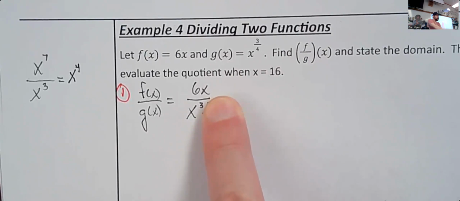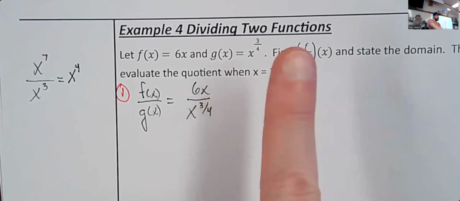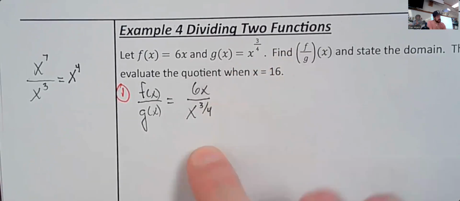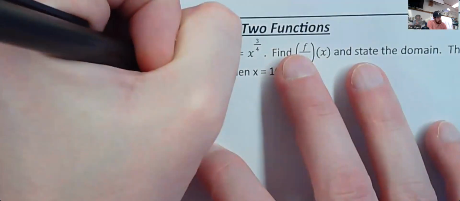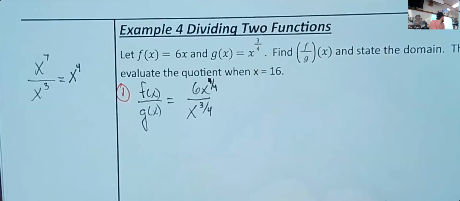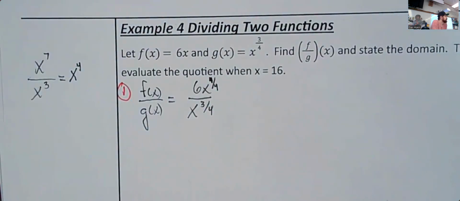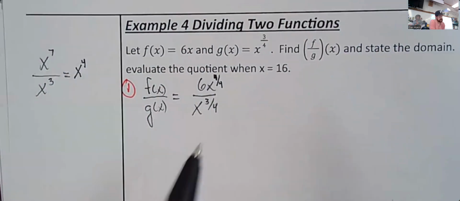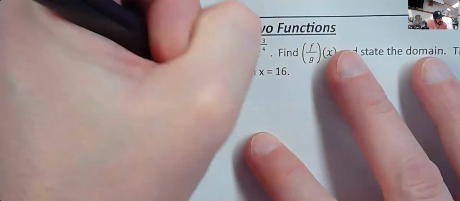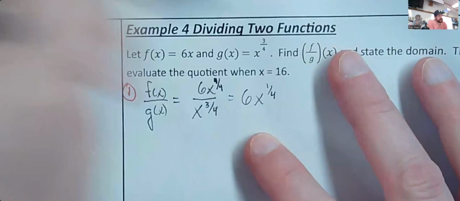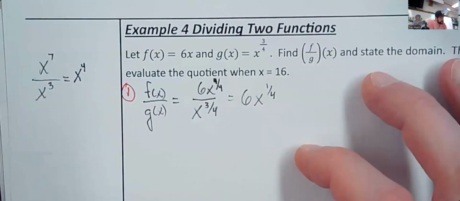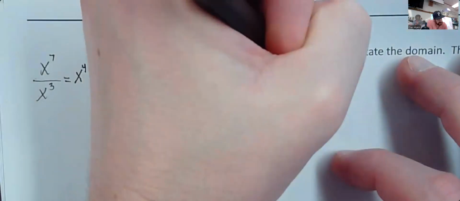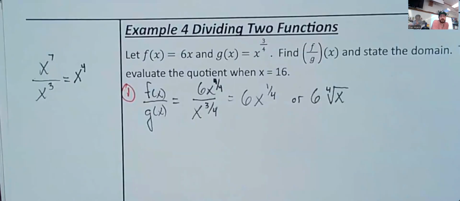It would be 1, which would be 4/4. All right, so I'm going to write x to the 4/4 power. Because x to the 1st power is the same thing, but I'm just making a common denominator, so that'll make it easier to subtract. 4 minus 3 is 1, so that's going to give us 6x to the 1/4 power. Or if you want to, 6 times the 4th root of x.